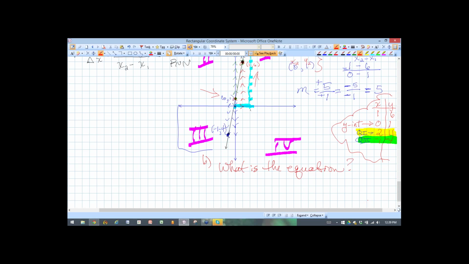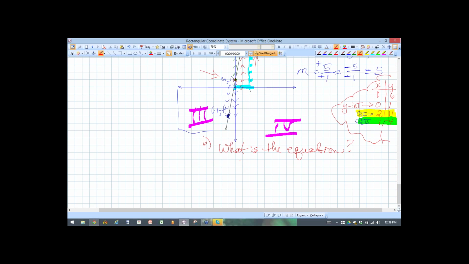Well, we're given 2 points. That's fine. We just need what? Let's write that formula. The point slope formula is y minus y1 is equal to slope times x minus x1. We just need one of those points, whichever one is the most handy, and we need the slope, which we know is 5.